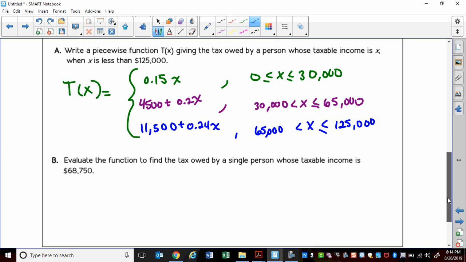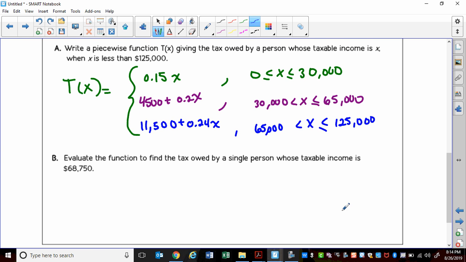Now it says evaluate the function to find the tax owed by a single person whose taxable income is 68,750. So we need to know which one to plug it into. Is 68,000 between 0 and 30? Nope, not this one. Is 68,000 between 30 and 65? Nope, can't plug it into this one then. 65 and 125, perfect. We actually have to use this one.